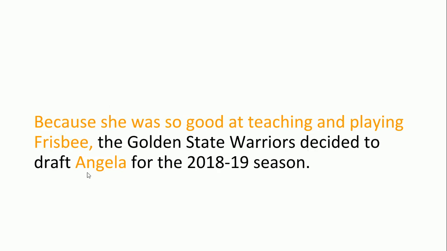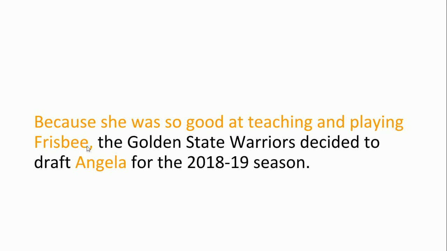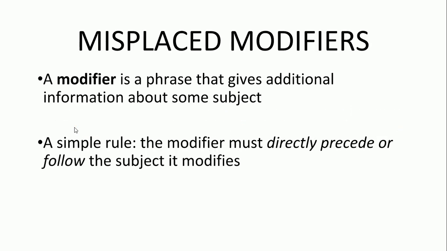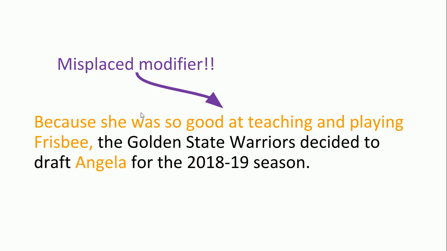Well, Angela is the subject of this sentence. Because she was so good at teaching and playing Frisbee is a phrase that gives more information about a subject. This is a modifier. Is it placed correctly? That's the question we want to ask. And remember the rule, it has to either directly precede or follow the subject. Well, it's certainly not following the subject, and it's also not directly preceding the subject. So this is a misplaced modifier.